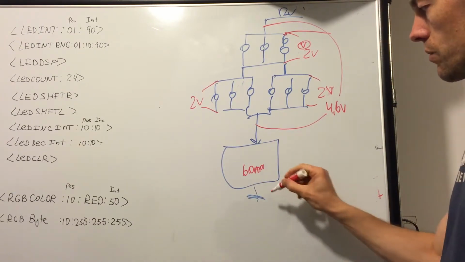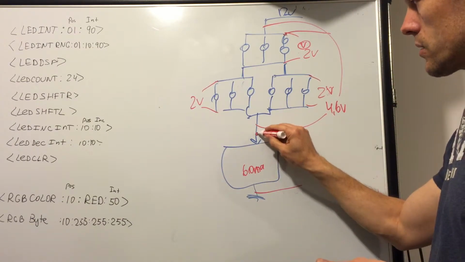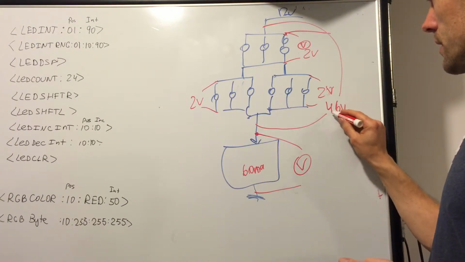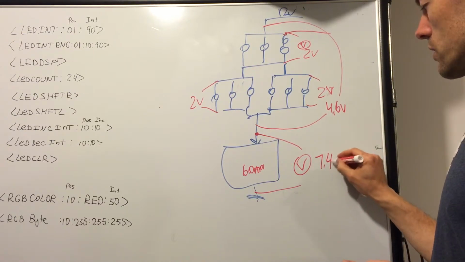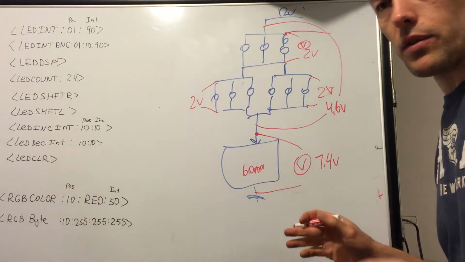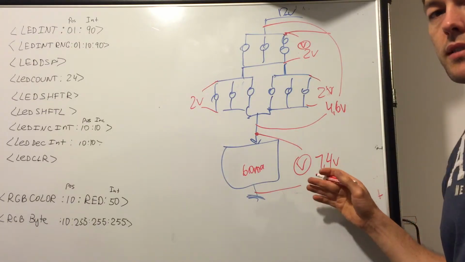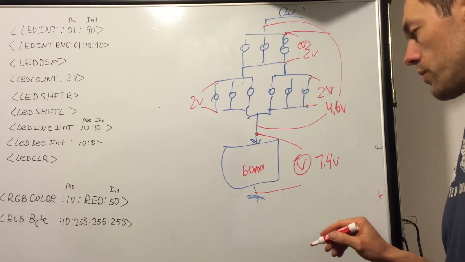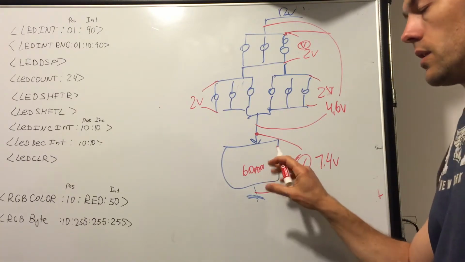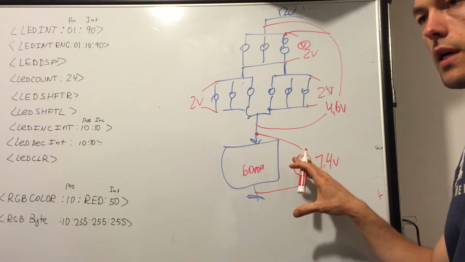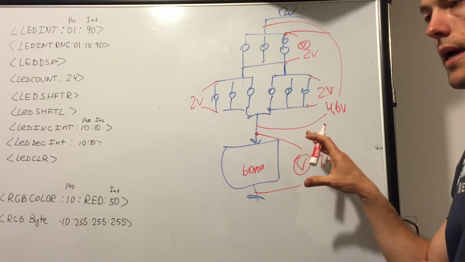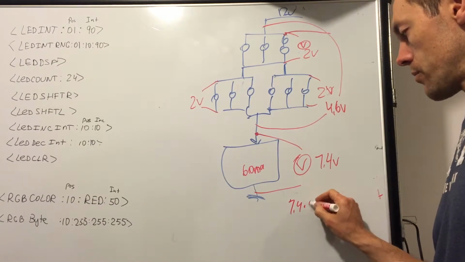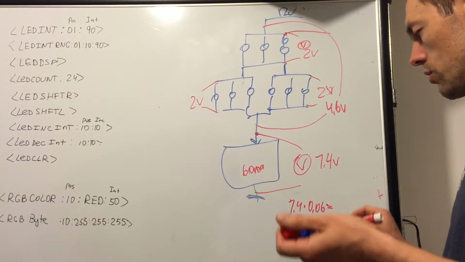So if you measure the voltage between the ground and this point here today, you're gonna get approximately 7.4 volts, maybe 7.2, 7.6, doesn't matter, approximately 7.4 volts. And we have 60 milliamps current going through that. So the wattage that dissipates to light those LEDs for each channel would be 7.4 volts multiplied by 0.06. You can do it on calculator.